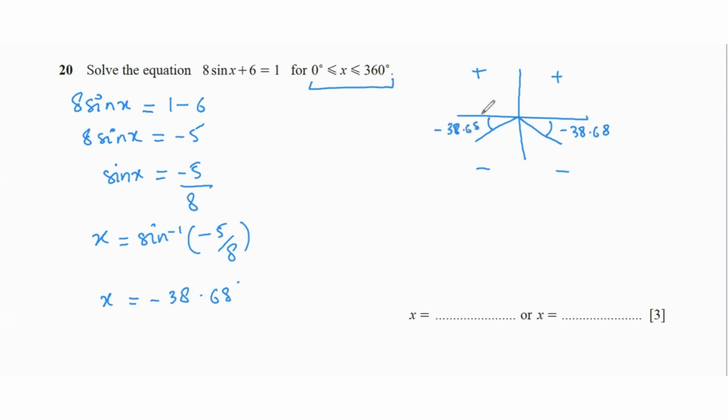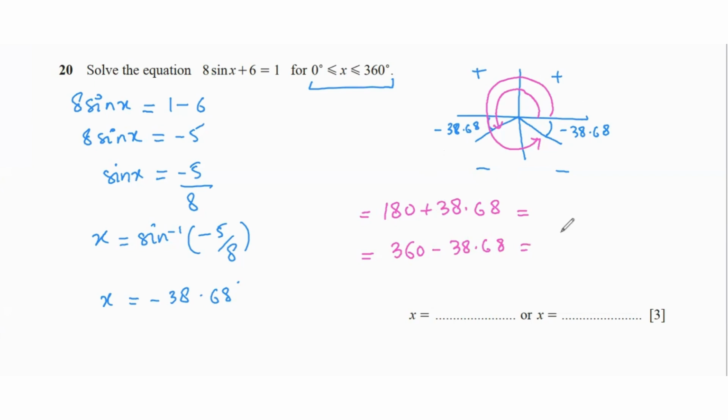So now to figure out what the value of x is, we start measuring in anti-clockwise direction towards the angle line. So this entire angle is the first angle, which is going to be 180 plus 38.68. And the second angle is going to be 360 minus 38.68. Always remember that you're measuring your angle from the 0-degree line. You're going anti-clockwise towards the angle line.